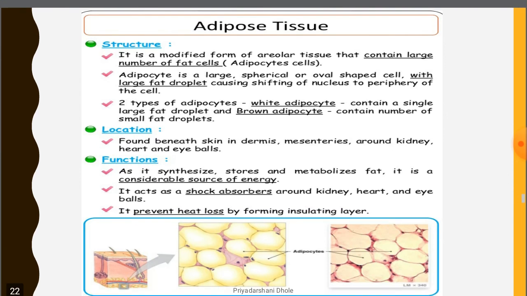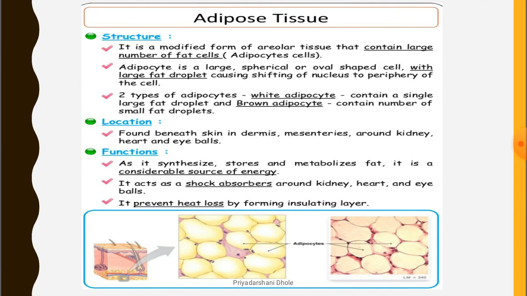The next type is adipose tissue, also called fat tissue, which is a modified form of areolar tissue that contains a large number of fat cells called adipocytes. These are large, spherical or oval in shape, with a large fat droplet that causes the nucleus to shift to the periphery of the cell at one side. It is again of two types: white adipocyte and brown adipocyte. White adipocyte contains a single large fat droplet. Brown adipocyte contains a number of small fat droplets.